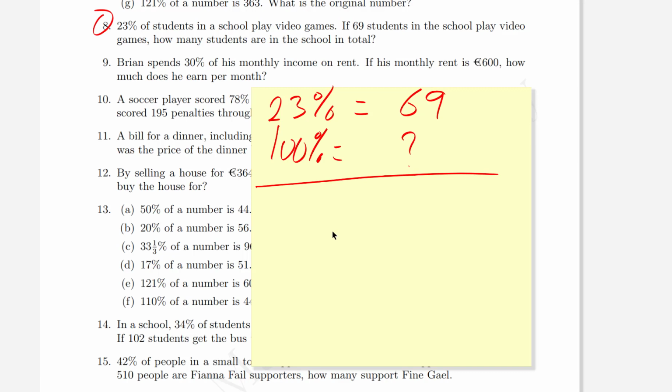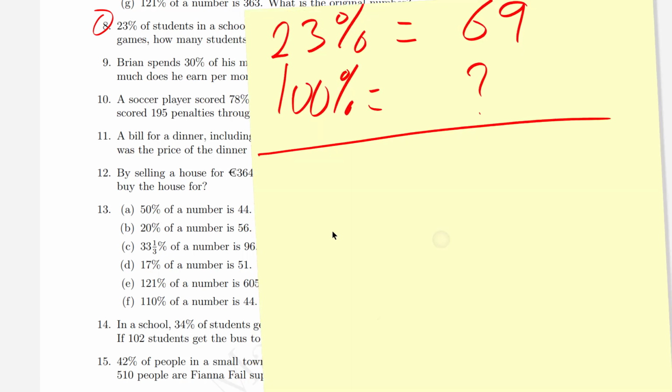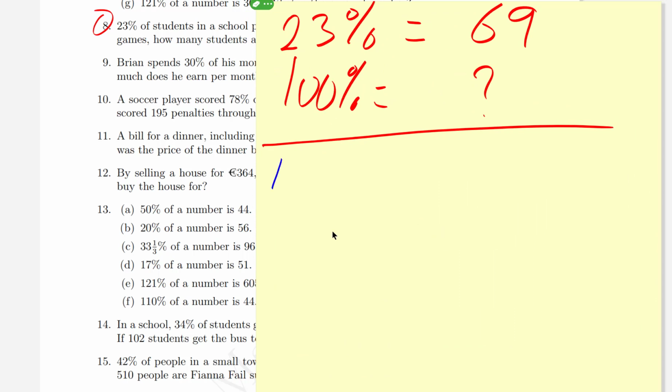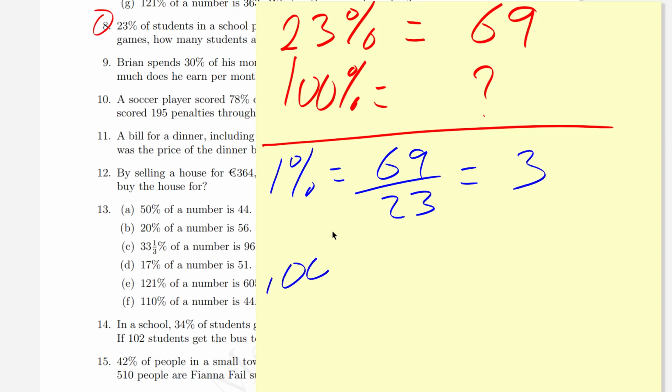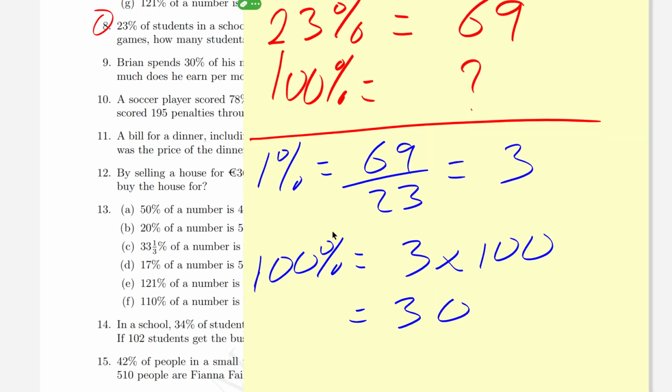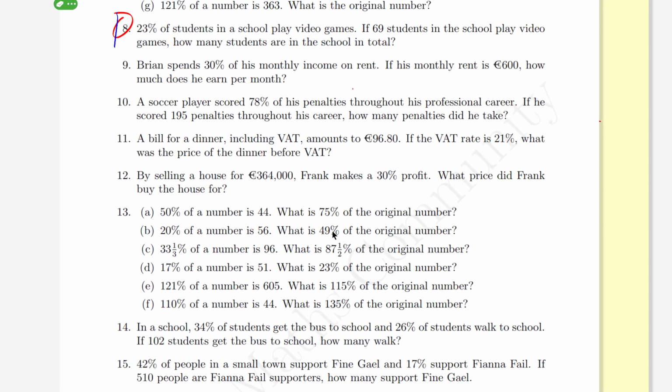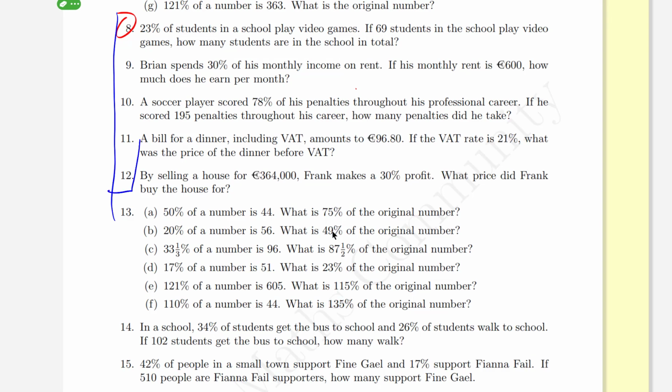So same again, get 1% first of all, just like in question 7. If 23% is equal to 69, 1% would be 69 divided by 23. So therefore 1% will be 3. Then the original 100% would be 3 multiplied by 100. So 300 is how many students are in the school. So that's how you do the likes of question 8, 9, 10, 11, 12 and so on.